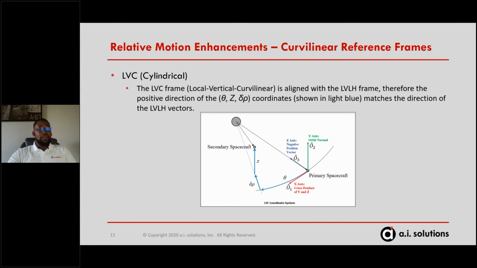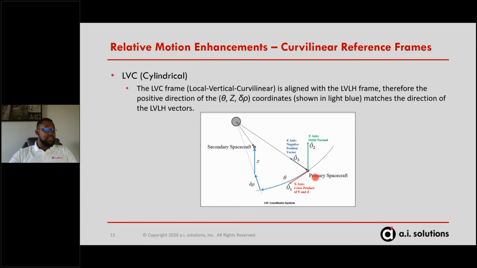So I wanted to talk a little more actually about these frames in depth. The first one is the LVC cylindrical frame. The LVC stands for local, vertical, and curvilinear, and this frame is aligned with the LVLH. We then have our positive direction of the theta, z, and delta rho coordinates being shown in light blue right here. And we know that those are going to match the directions of our LVLH vectors.